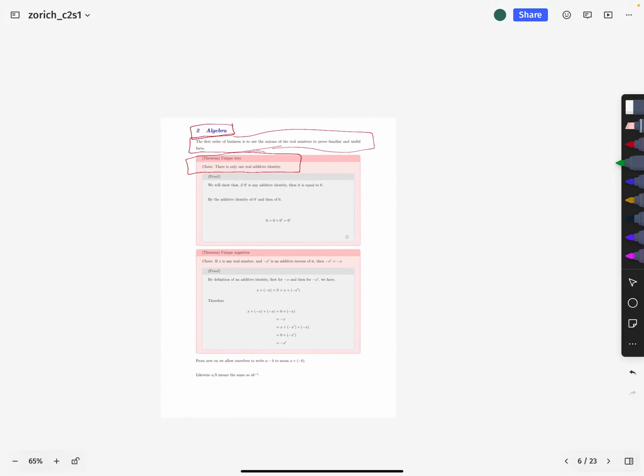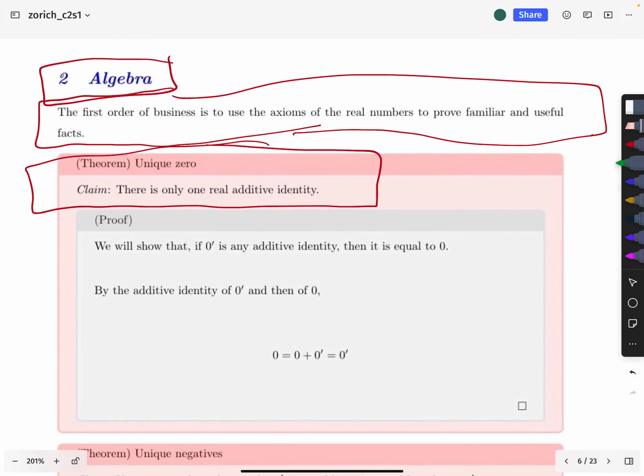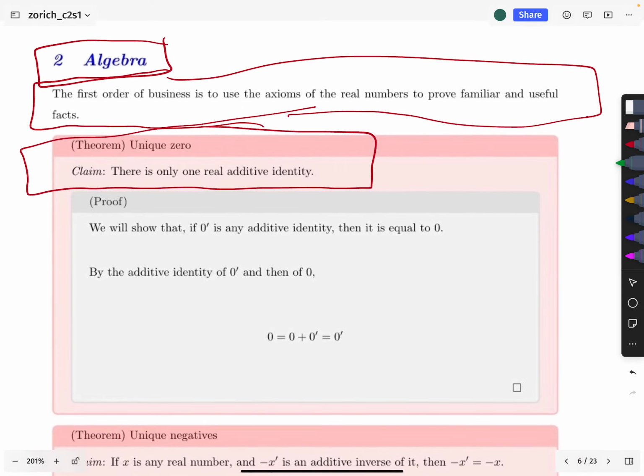Welcome to the next video in the real analysis video series. In the last video we basically concluded that the real numbers exist and satisfy all the axioms, and so from now on we get to assume and use the fact that the real numbers exist and satisfy all of those axioms. The important upshot is that we get to use those axioms in proofs. Okay, great. So first theorem: there is only one real additive identity, right?